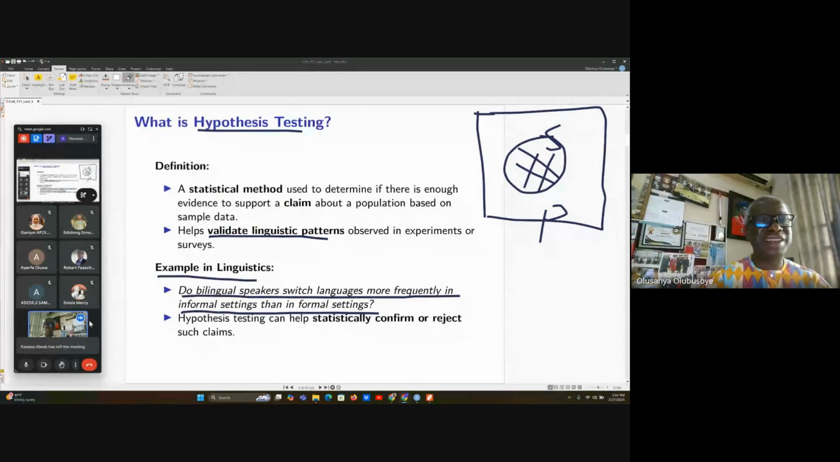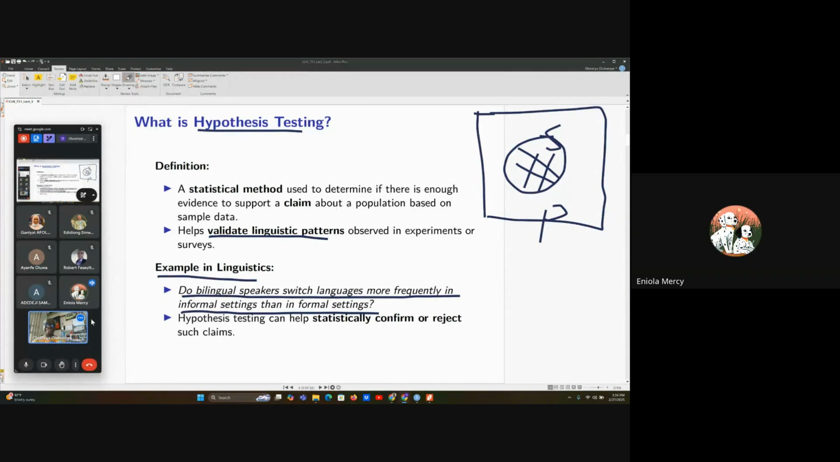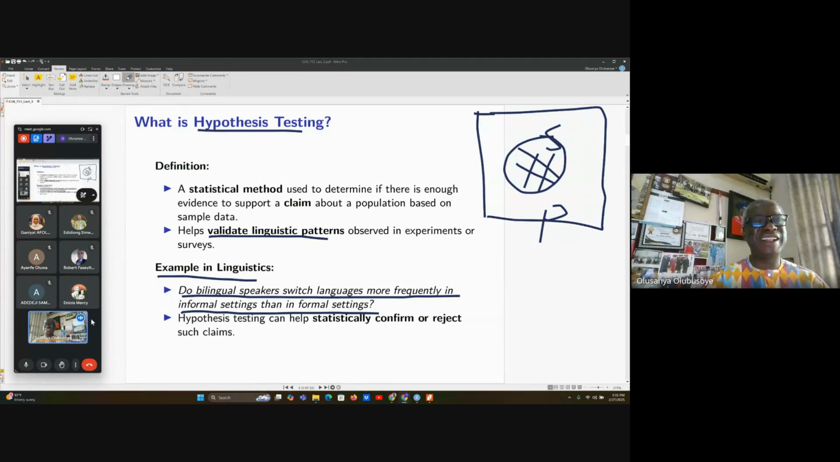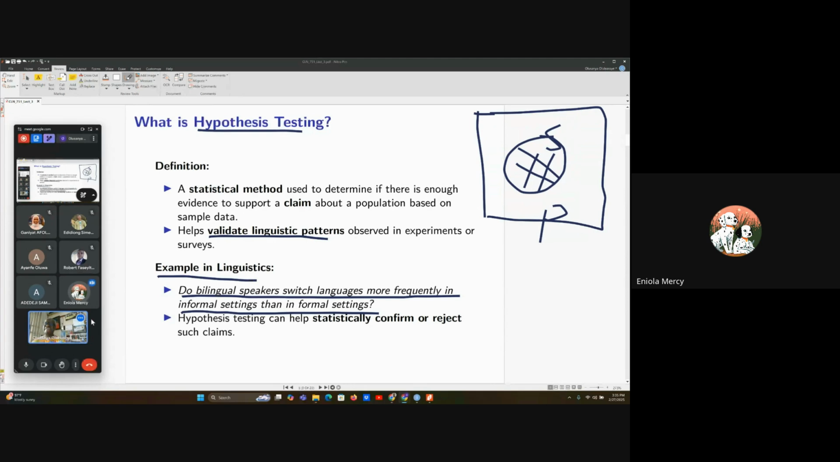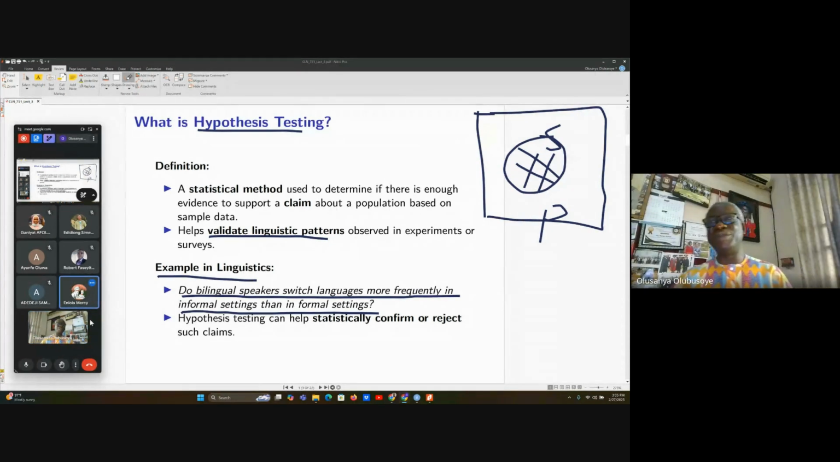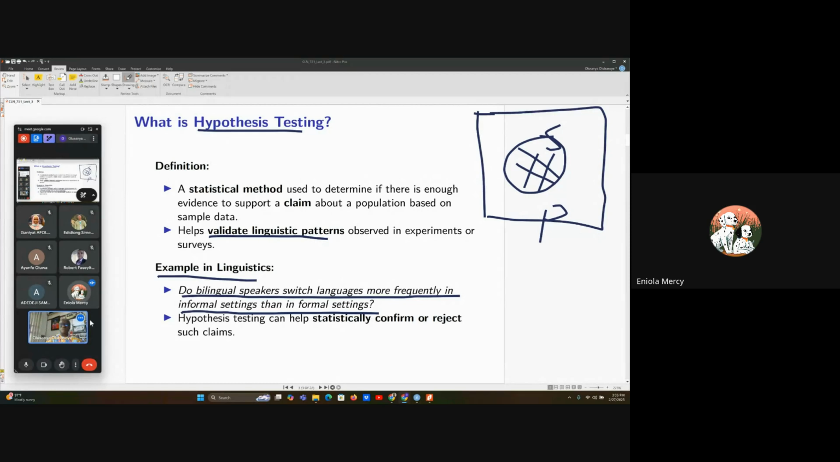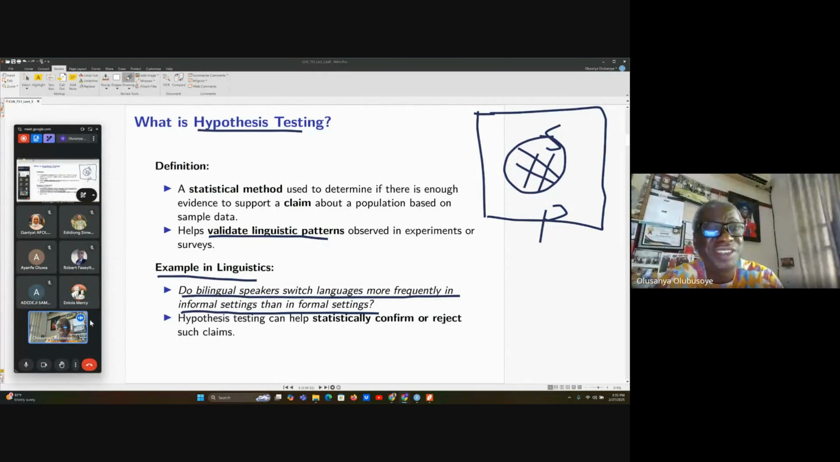Again, Cassava left. Eniola, how many languages do you speak? Two. What are they? English and Yoruba. When you are speaking English, do you switch to Yoruba occasionally?